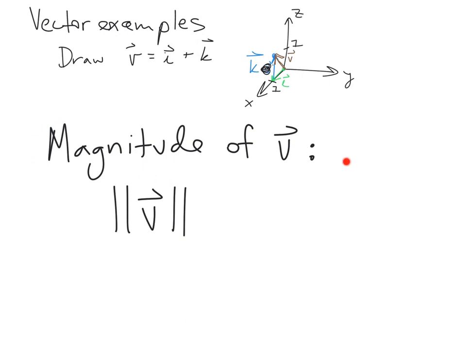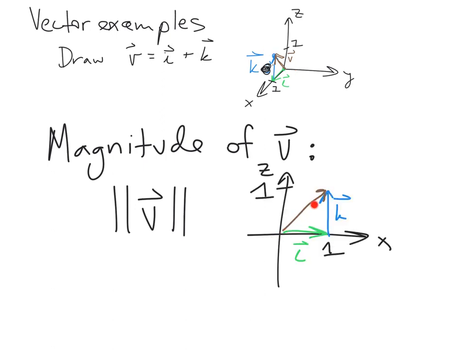Next, we compute the magnitude of our vector v, and the magnitude of the vector is just its length. The length of v is the length of the hypotenuse of a triangle that has one edge 1 and the other edge 1. So we can use the Pythagorean theorem to find that length, and it's the square root of 1 squared plus 1 squared, which is equal to root 2. So the magnitude of this vector v, where v is equal to i plus k, is the square root of 2.